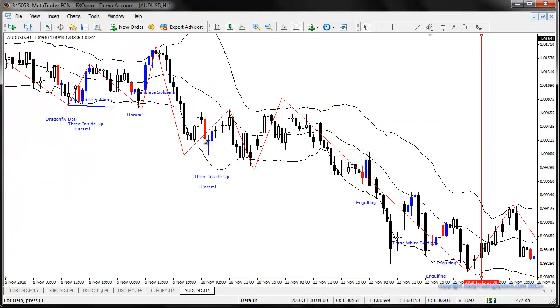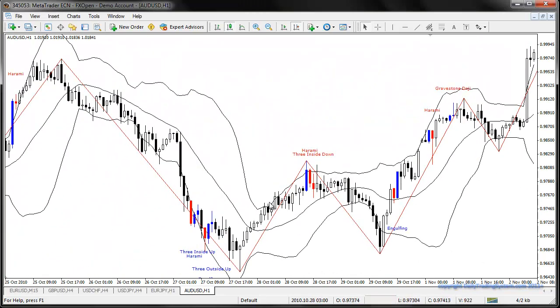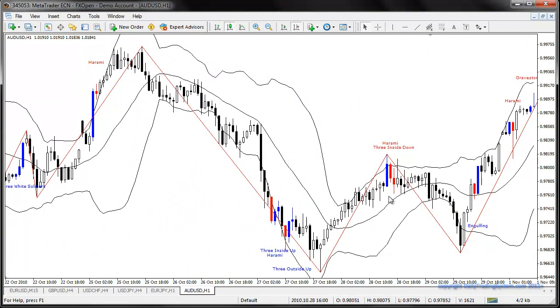Alright, let's see if we can find some more inside ups. Here's another 3 inside up right here, and what's important to note on this one is that here is the first bar, not the big bar, that's the 3 outside up. I apologise, I was looking at my eyes, got mixed up for a moment. Okay, so there's their first qualifying bar, here's our second qualifying bar, and here's our third qualifying bar.